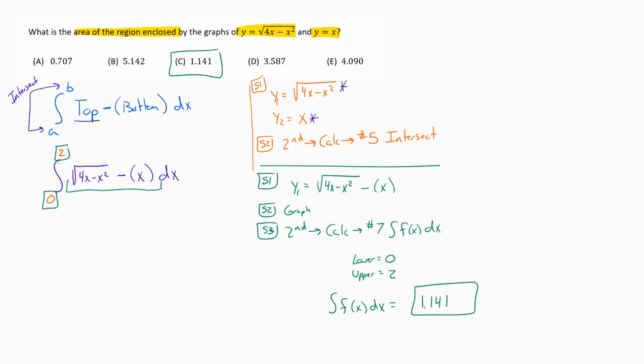And so when you're doing the area between two curves, the region bounded by two curves, it's an integral setup. You need to find the top equation and subtract off the bottom, and then find your bounds. And luckily on these, it's all done in the calculator.